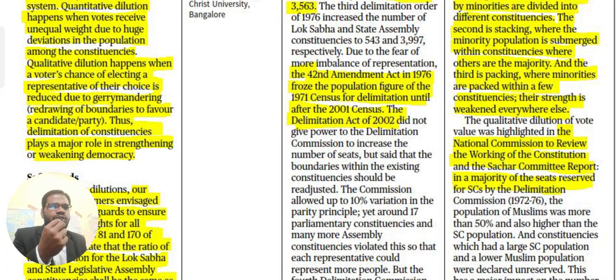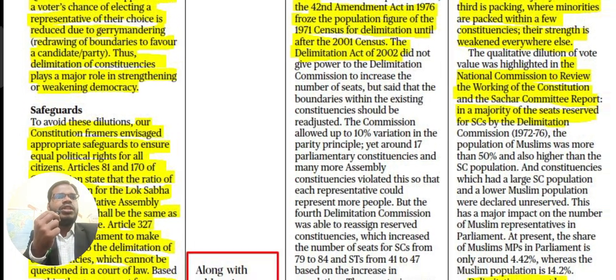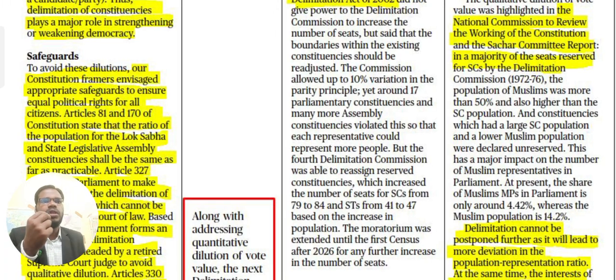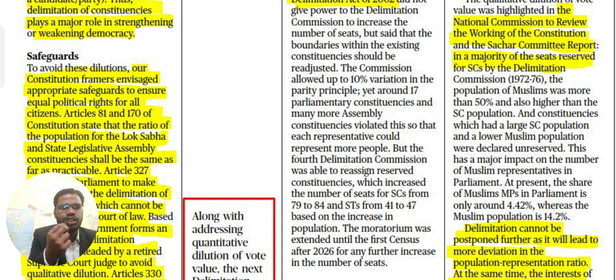The qualitative dilution of vote value was highlighted in the National Commission to Review the Working of the Constitution and the Sachar Committee report. In a majority of the seats reserved for SC by the Delimitation Commission of 1972 to 76, the Muslim population was more than 50% and also higher than the SC population, and constituencies which had a large SC population and a lower Muslim population were declared unreserved. This has a major impact on the number of Muslim representatives in Parliament. At present, the share of Muslim MPs in Parliament is only around 4.42 percent, whereas the Muslim population is 14.2 percent.